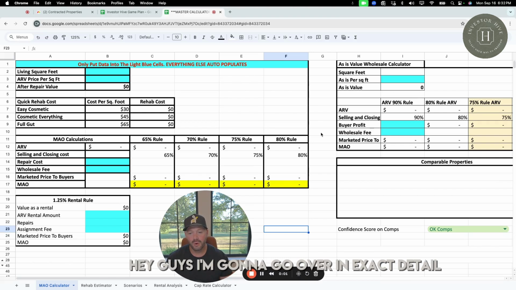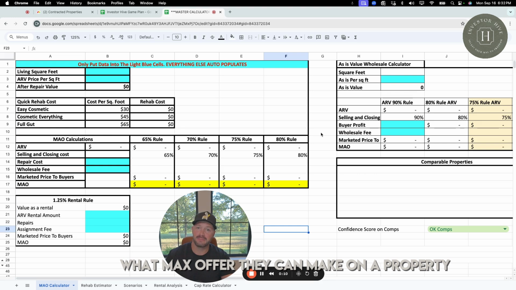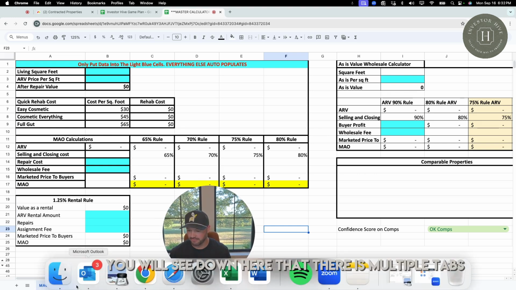Hey guys, I'm going to go over in exact detail how this spreadsheet is used and how it helps my team know exactly what max offer they can make on a property. So first and foremost, you will see down here that there's multiple tabs.